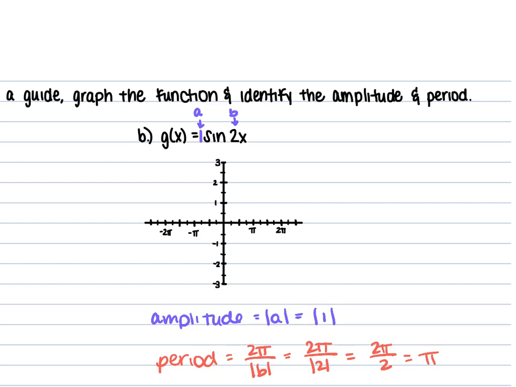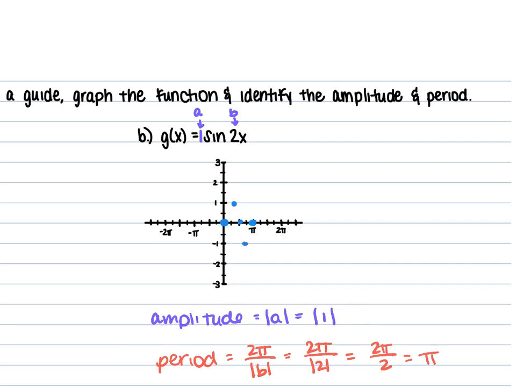So, first thing, plot the 0, 0. Second, plot your period. From there, where's your halfway point? Your halfway point is pi over 2. From your origin, you're going to go up your amplitude. Your amplitude is 1, so your highest point here is going to be 1. Your lowest is going to be negative 1.